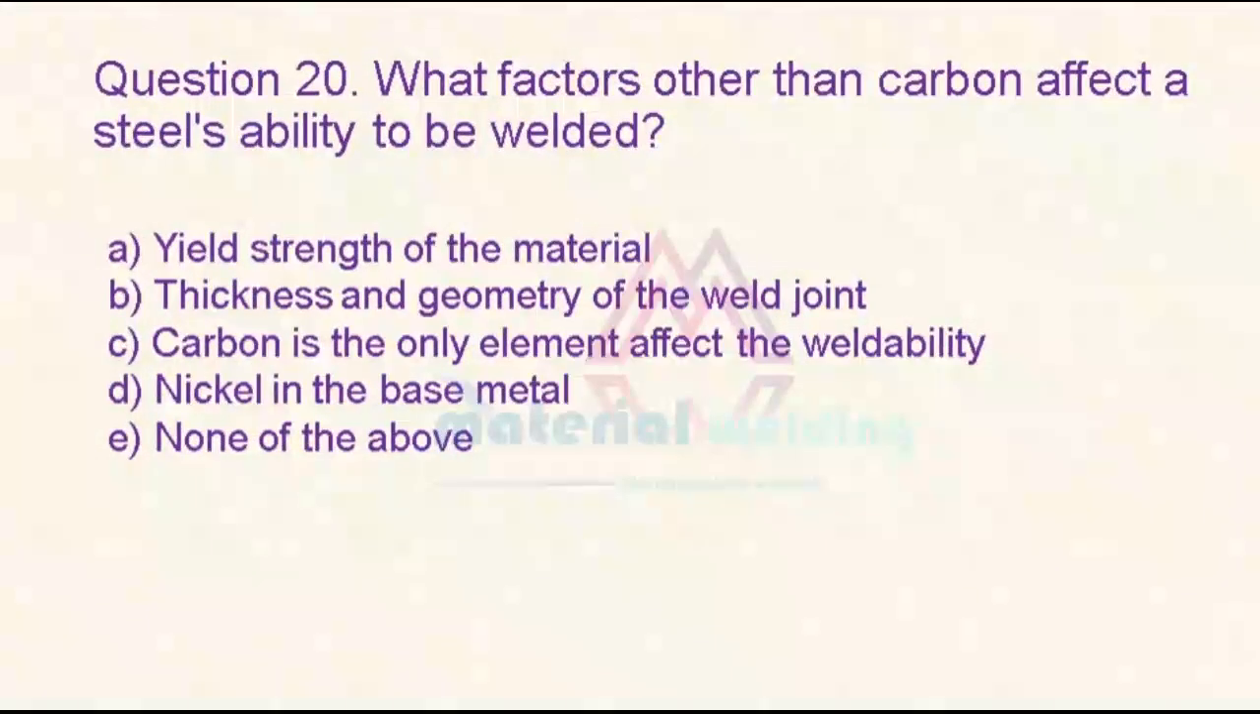Question 20. What factors other than carbon affect a steel's ability to be welded? A. Yield strength of the material. B. Thickness and geometry of the weld joint. C. Carbon is the only element that affects the weldability. D. Nickel in the base metal. E. None of the above.